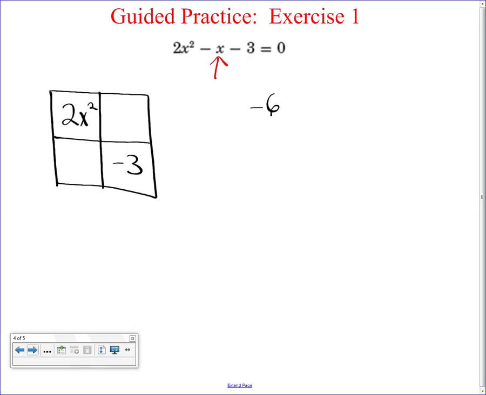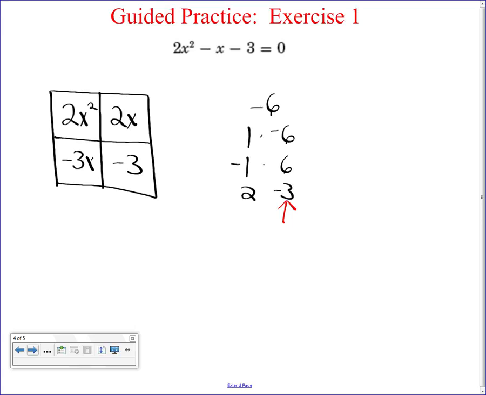All right, so we've got a lot of options here. We could do 1 times negative 6, however they don't add to give us negative 1, they add to give us negative 5. I could do negative 1 times a positive 6, and once again that's going to give us 5. I could do a positive 2 times a negative 3, and if we take a look at those two, they do multiply to give us negative 6, and they add to give us negative 1. So these are the two numbers that are going to go into the boxes. We'll place a 2x in one of them, and we'll place a negative 3x in another.